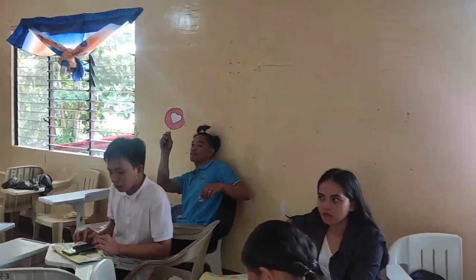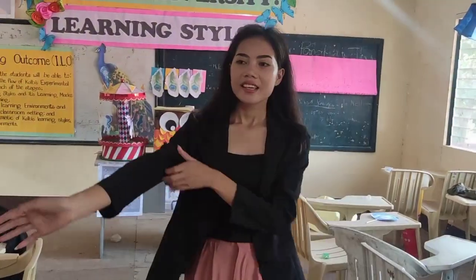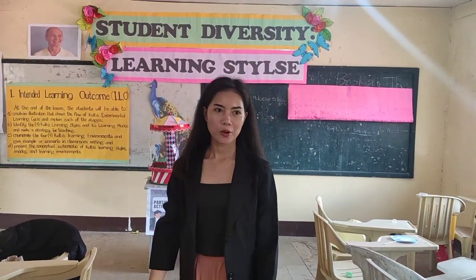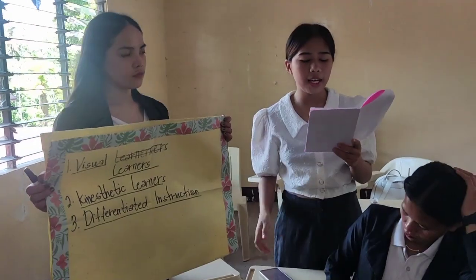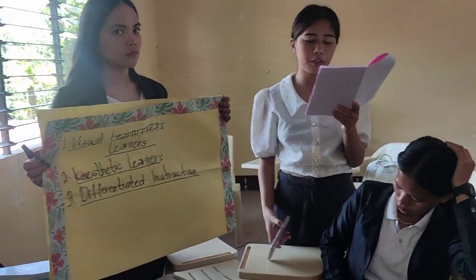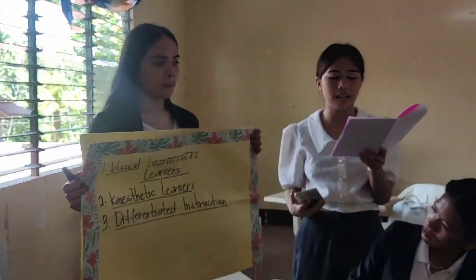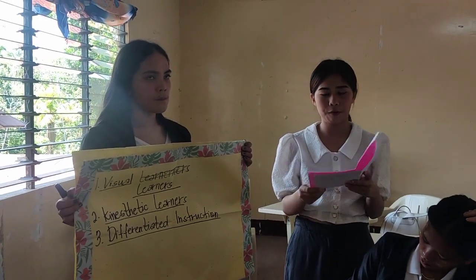So each group, you may now react. Okay, group 3 got 55 points. So now let's proceed to the last group. The question is: explain the accommodative learning style and its learning modes, then make a strategy for teaching.